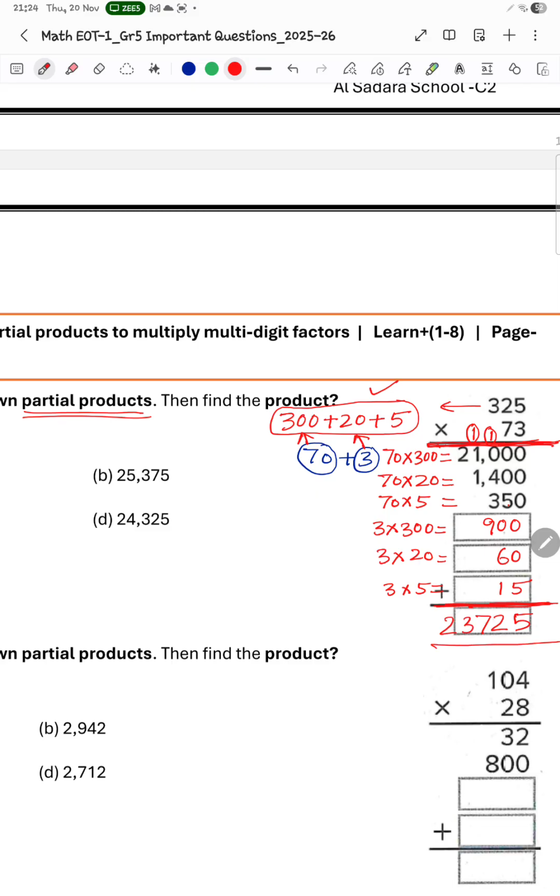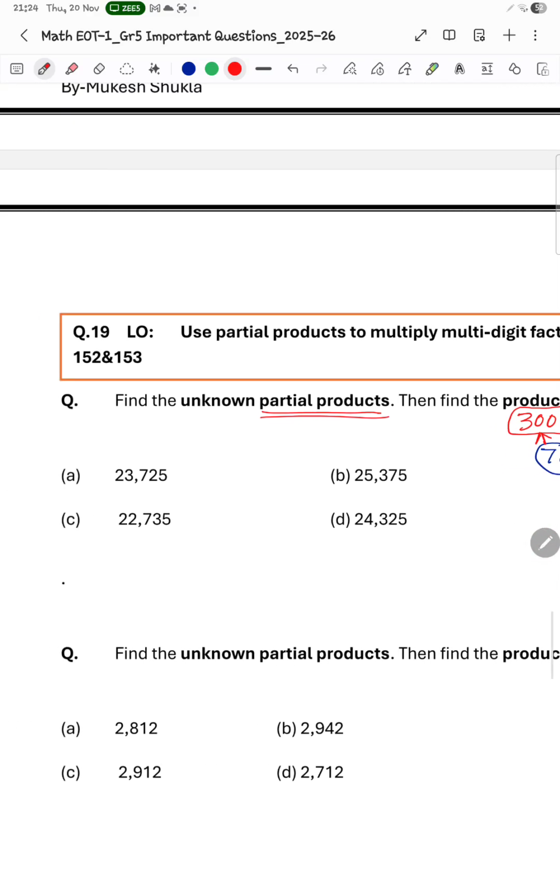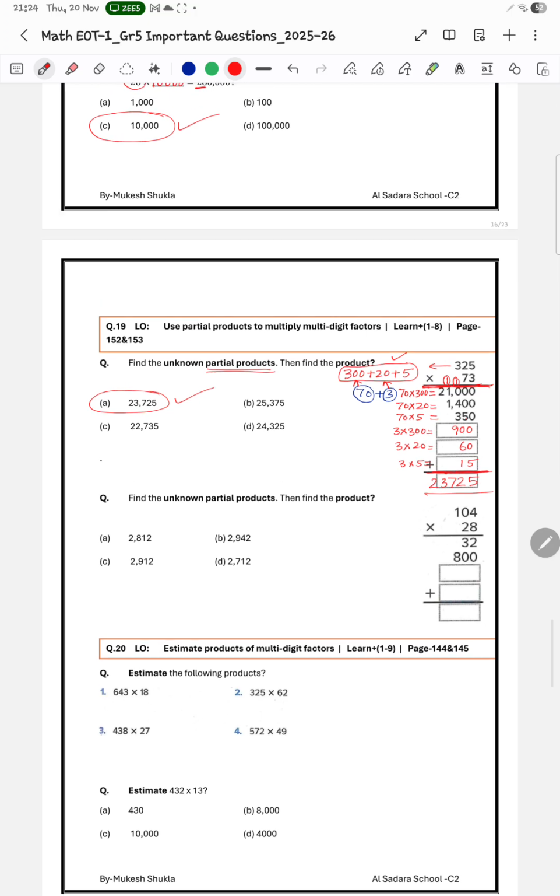So my answer will be 23,725. So 23,725 will be my answer. Okay, so this is the correct way to use partial product and get your answer.